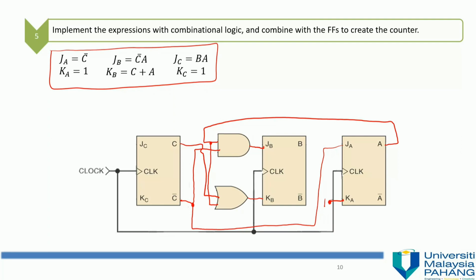Next, JC equals BA. Take the value from A here, and B is from here to here, and the output of the AND gate goes to JC, and KC equals 1. Okay, here is the mode 5 counter.